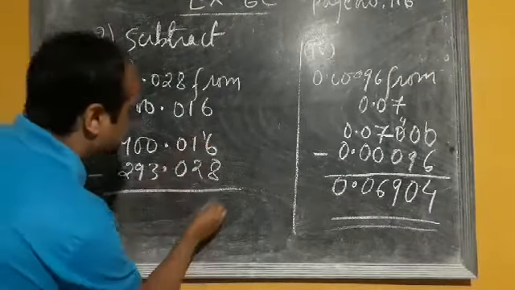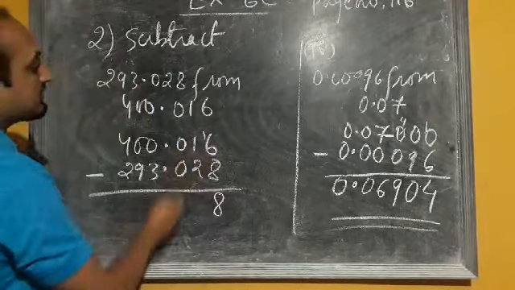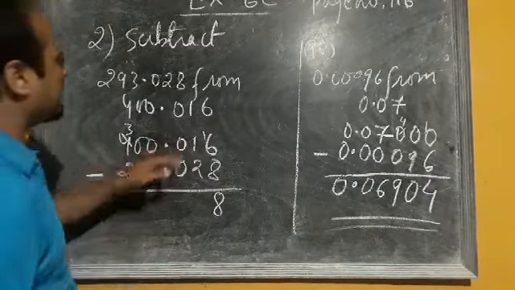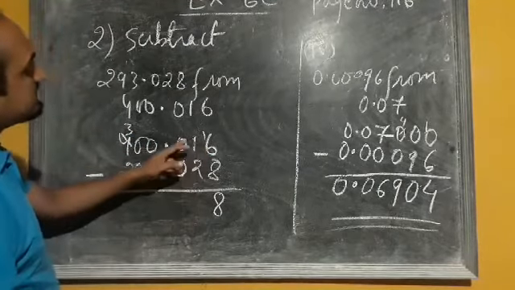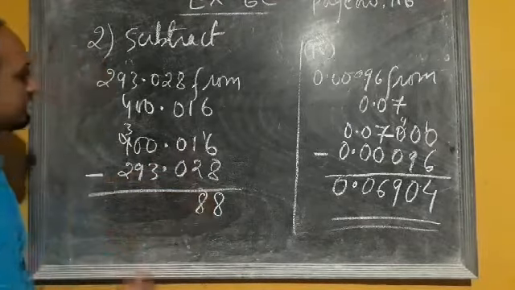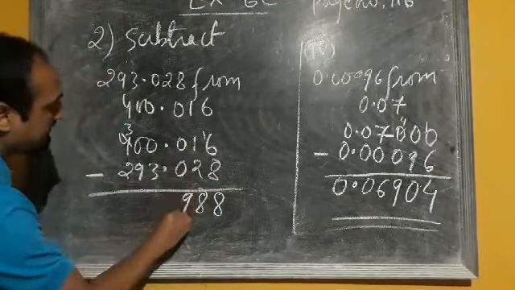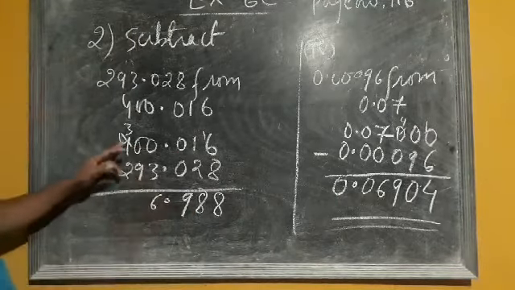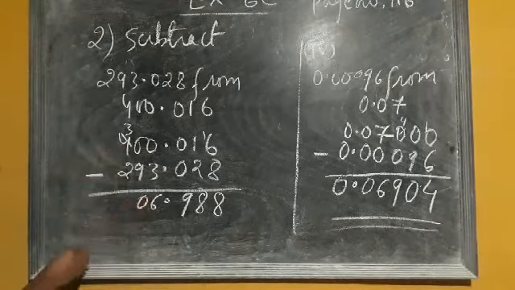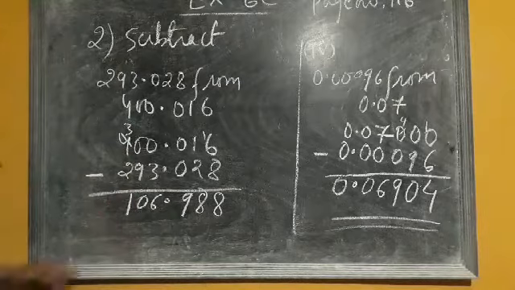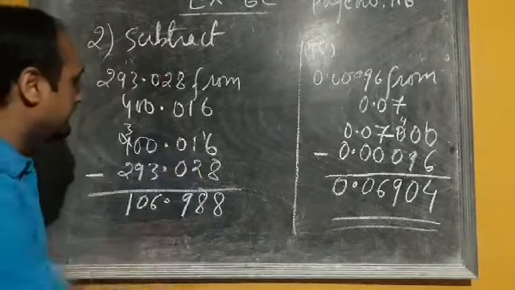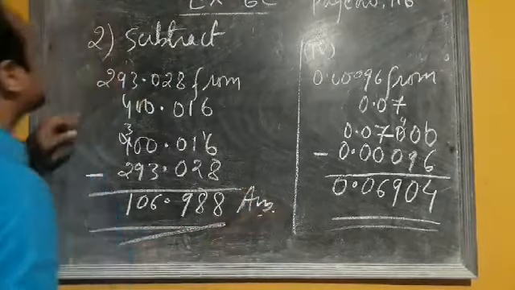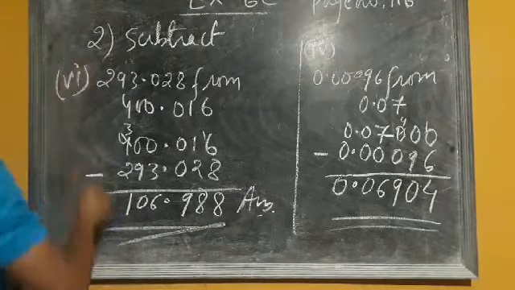So 16 minus 8 is 8. Now this one is 0, so from here you have to carry 1 more. Now this will be 3, so you have to carry 1, and this will be 10. 10 minus 2 is 8. Now this one is 9 point. Here also 9 minus 3 is 6. Then here also 9 minus 9 is 0. Now 3 minus 2 is 1. So here we have 106.988. So this is the answer for question number 2, question number 6.